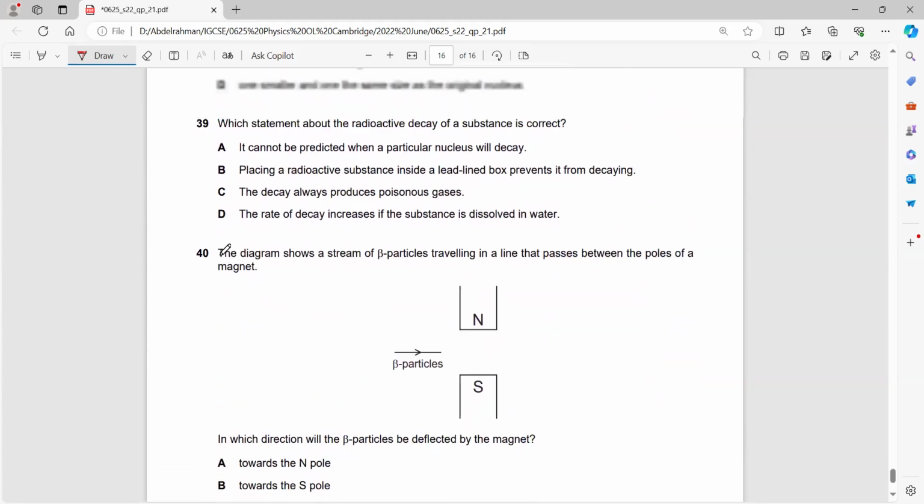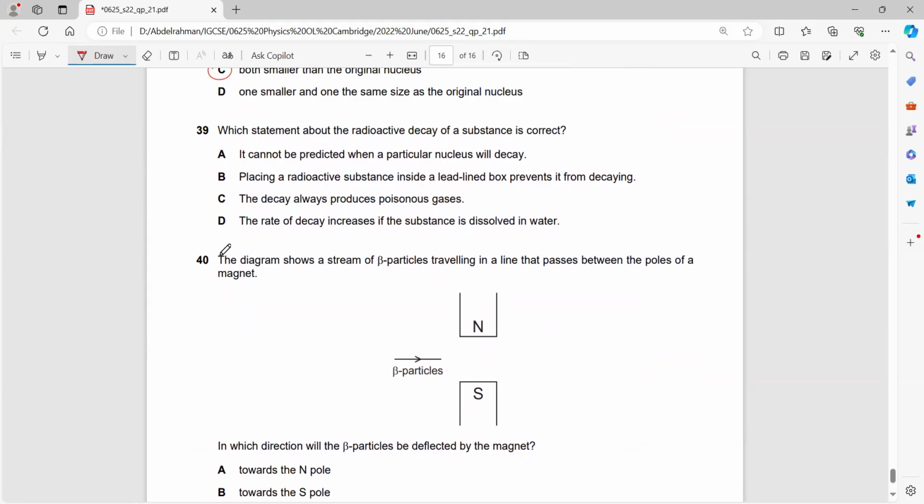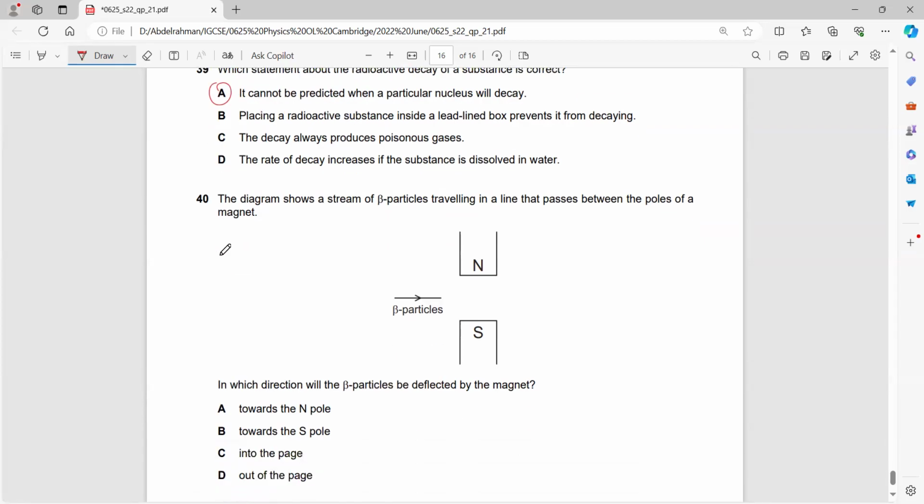Which statement about the radioactive decay of a substance is correct? It's A, it cannot be predicted. Yes, this is correct. I don't know why I said background radiation, I meant decay. It cannot be predicted because it is random, random and unsystematic.